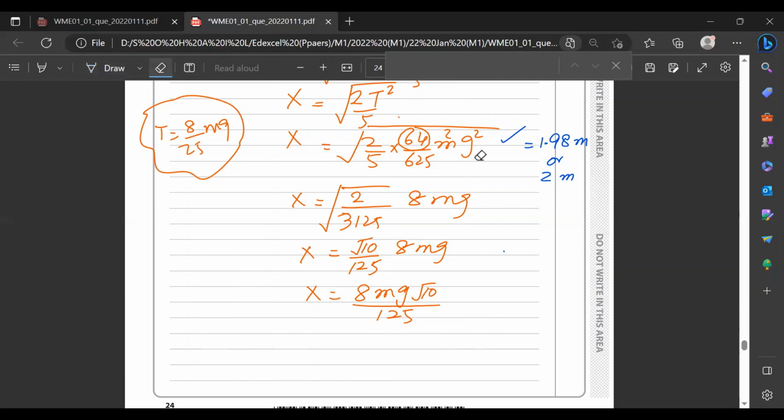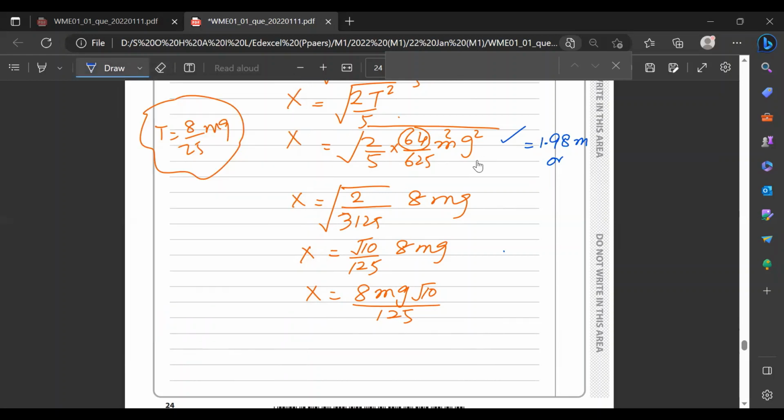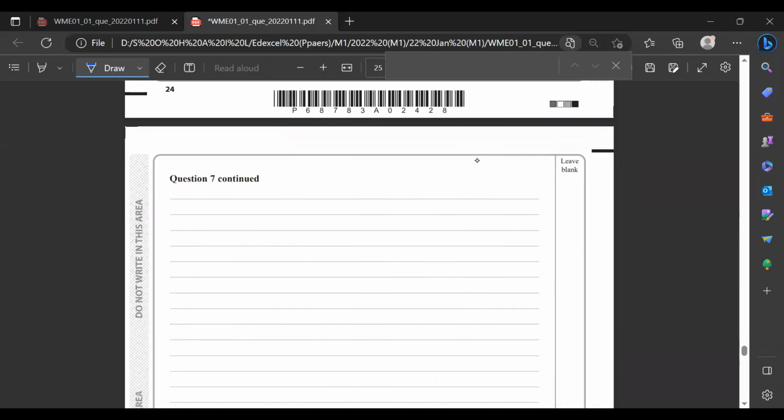So still okay. If you leave your answer here instead of writing the answer in the exact form, because this is not the requirement in the question, 2.0 m is fine. Or you can use basic mathematical concepts to get this type of answer. So 8 mg root 10 over 125, or just 2 m, or 1.9 m is the answer. This is one approach. The other approach is very simple.